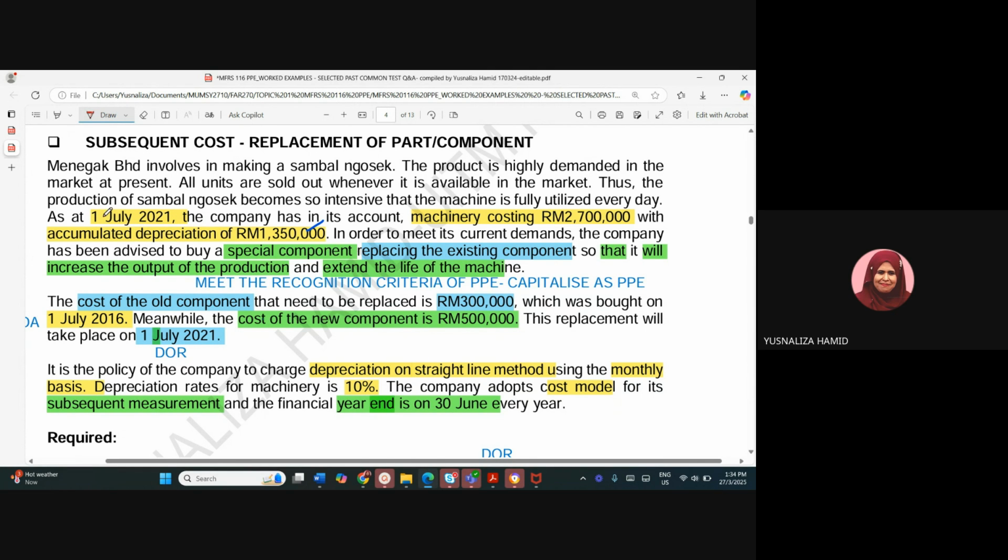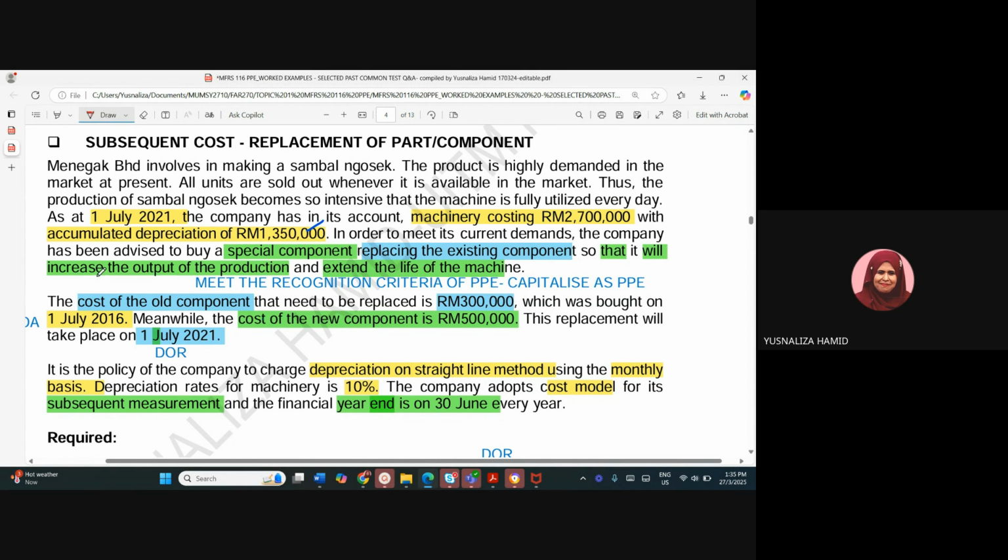So the one in yellow is relating to the machine. The one in green is relating to the new component that will be added. The one in blue is relating to the old component, the existing component that will be replaced. So when you have different highlighters to highlight the information, you are going to have a better view of what is to be recorded.